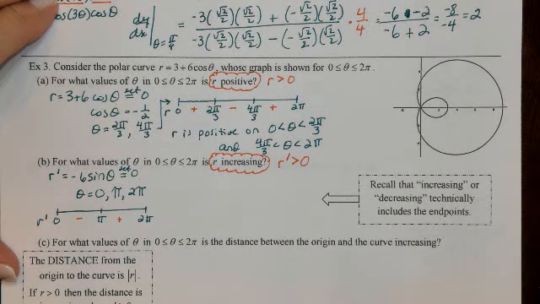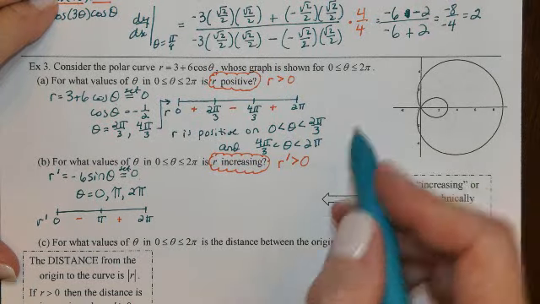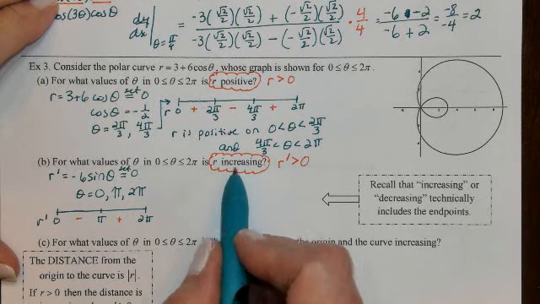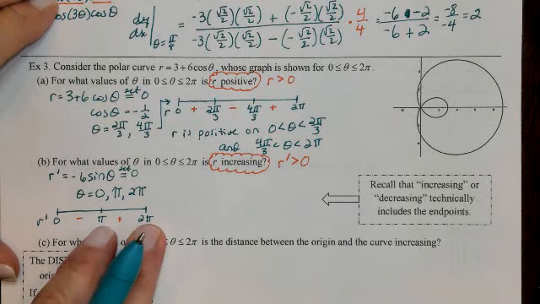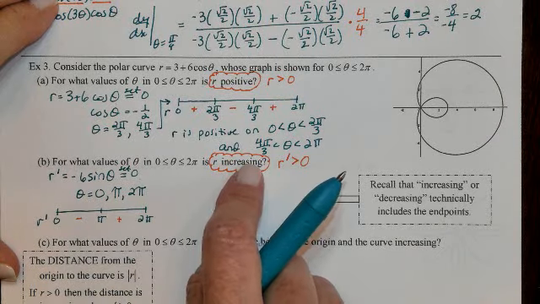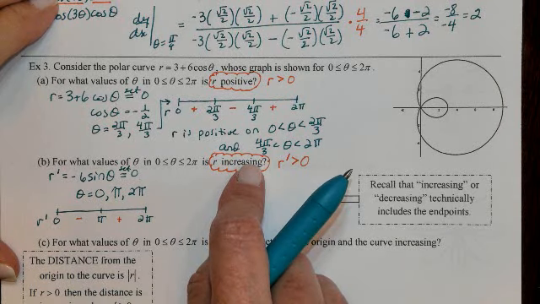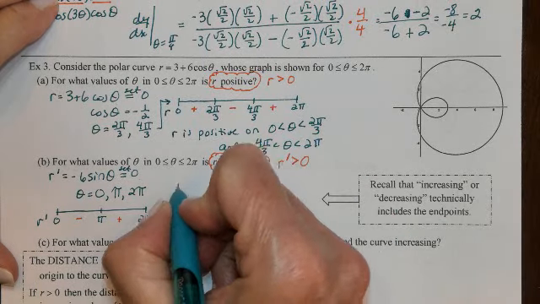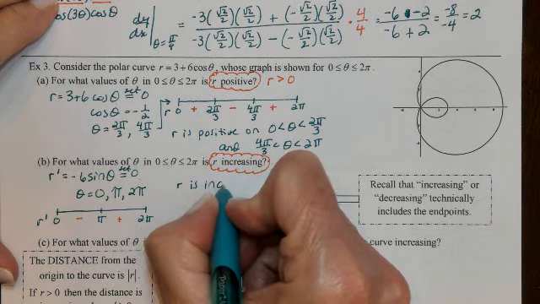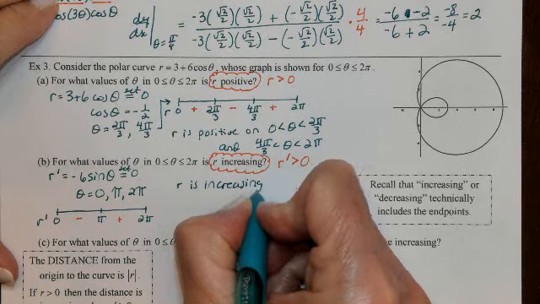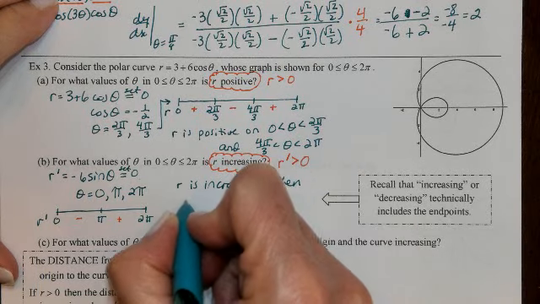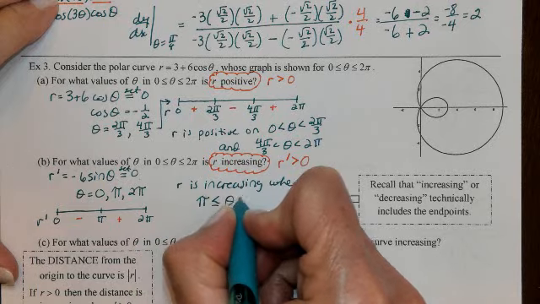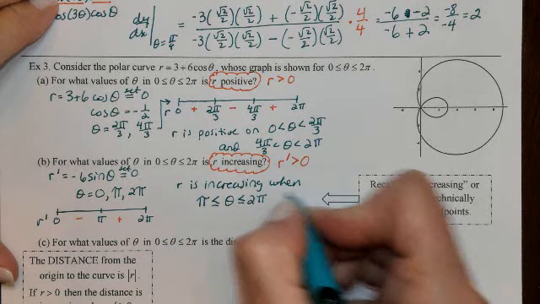Now recall, for increasing, that was the one concept where we did include the boundaries. Do you recall that? It was the one that we included the boundaries on, and it's just because of the definition of increasing and decreasing. Okay, so I'm going to write r is increasing when pi is less than or equal to theta is less than or equal to 2 pi.